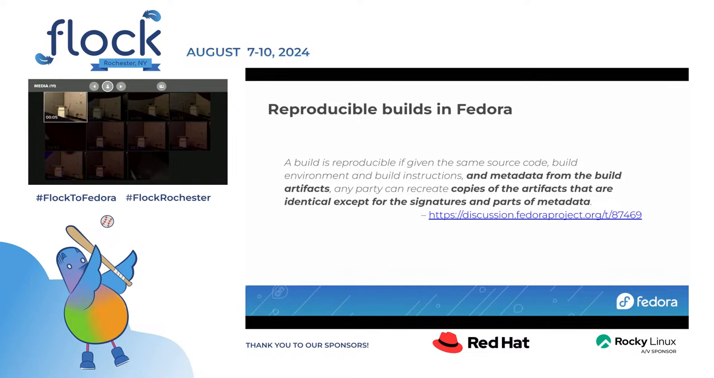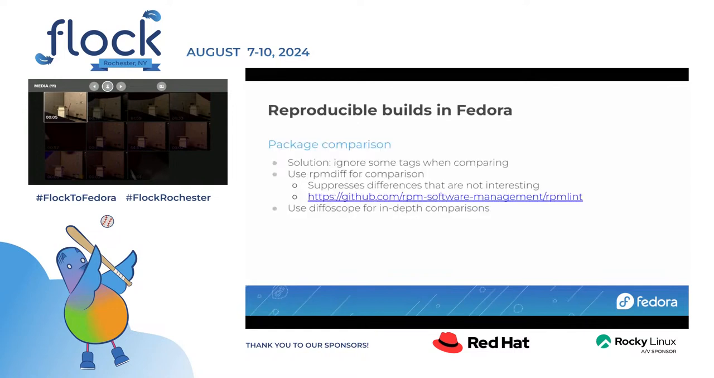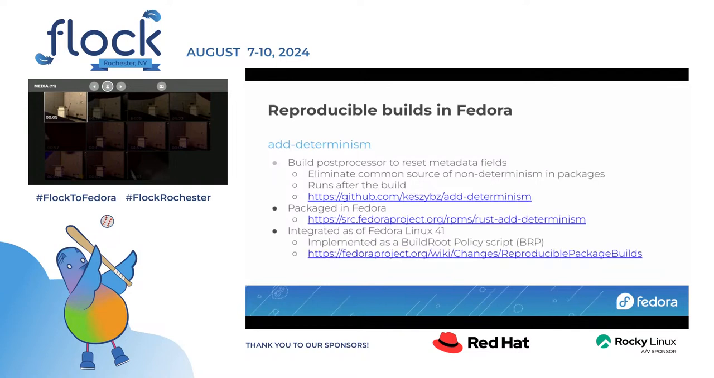The definition does not include this, and without the information about the build environment, you actually cannot reproduce the builds in Debian also, so they don't actually satisfy their own definition. So the solution is that we just ignore some tags. And luckily for us, there are tools that do this already. The rpmdiff tool that comes from the rpmlint project already knows how to suppress differences that are not interesting. And then when there are differences that are interesting, we can use diffoscope for doing in-depth comparison, because diffoscope makes it very easy to see, oh, this file changed from this RPM to this other RPM, and that's what we care about, not that the signature is different.